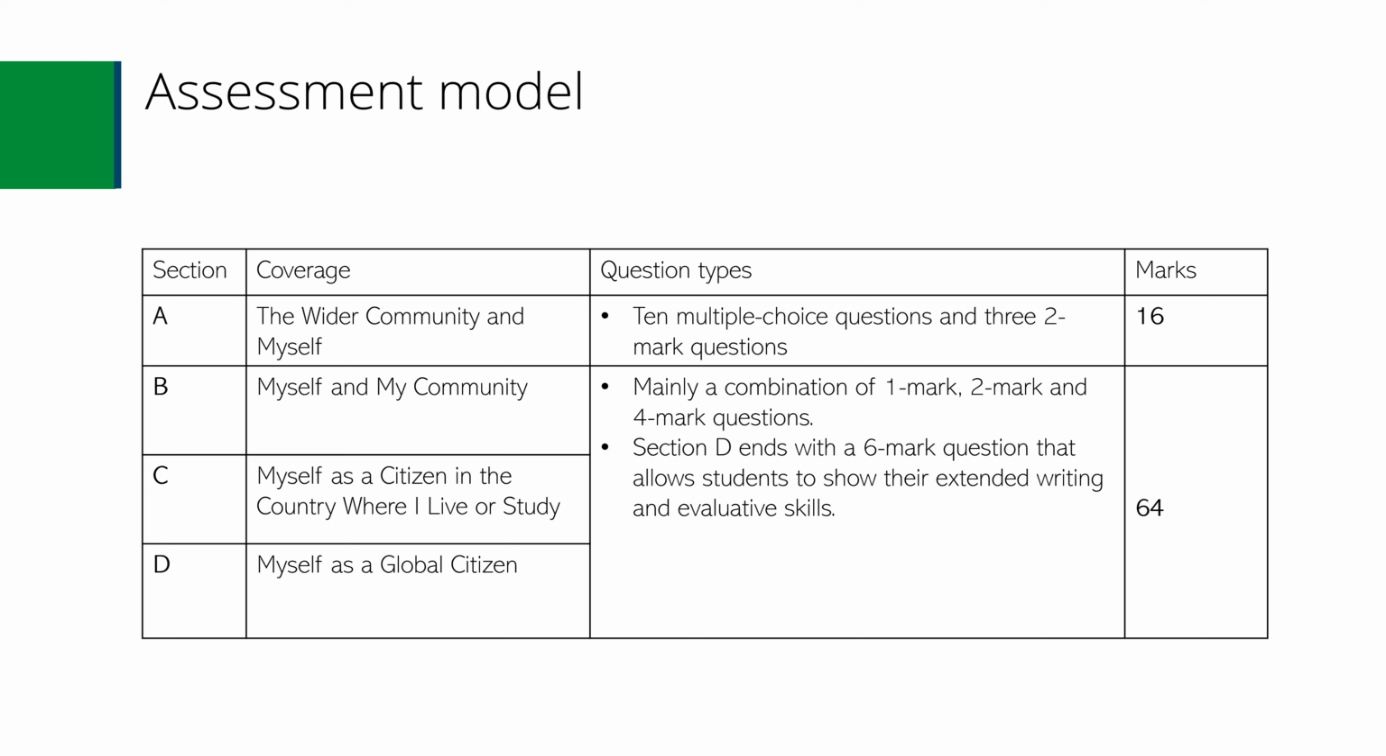Section A is mainly comprised of multiple choice questions and has 16 marks available. There are then 64 marks spread over the other sections in a combination of 1, 2, 4 and 6 mark items. The last of these, the 6-mark question, is a particularly important showcase for students to show they're beginning to develop the extended writing and evaluative skills that will help them progress towards and succeed in international GCSEs or equivalent qualifications.